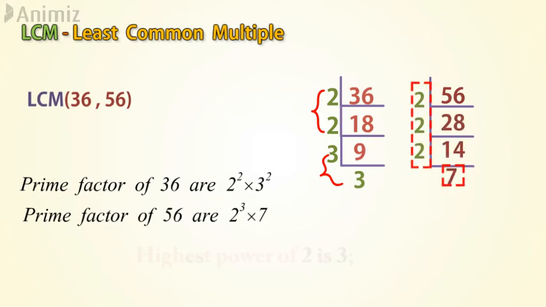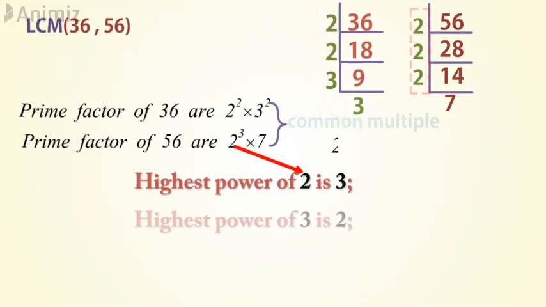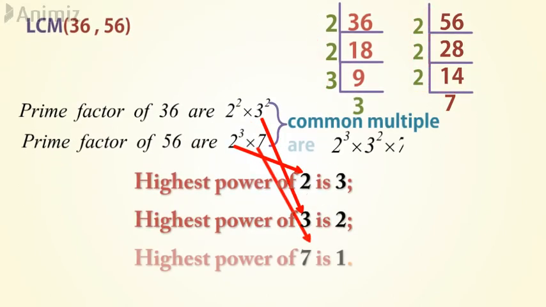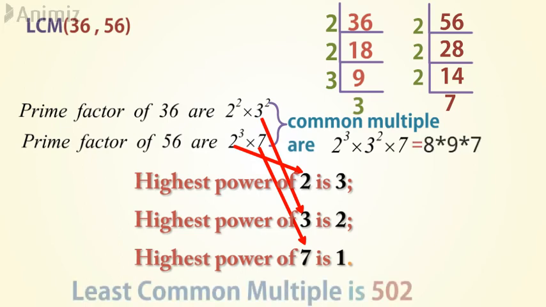Here, the least common multiple is 2 cube into 3 square into 7. That makes the LCM 504. It says that 504 is the least common multiple of 36 and 56.